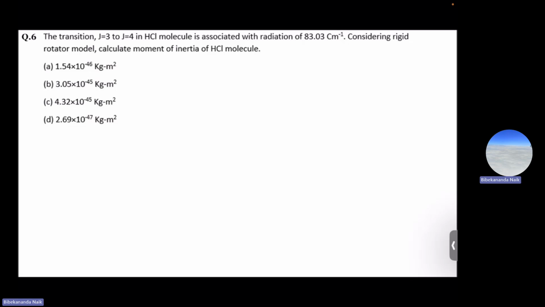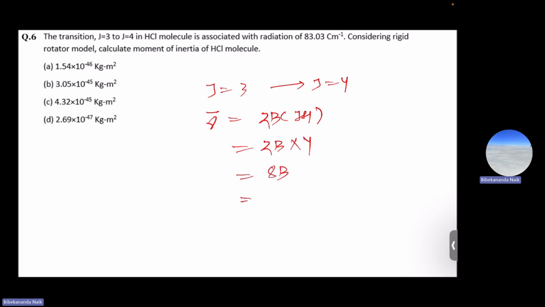So if we solve it, again it is similar to the previous question. When the transition occurs from J equals 3 to J equals 4, the wave number corresponding to the transition will be 2B(J+1), 2B into 4, which is 8B, and it equals 83.03 centimeter inverse.